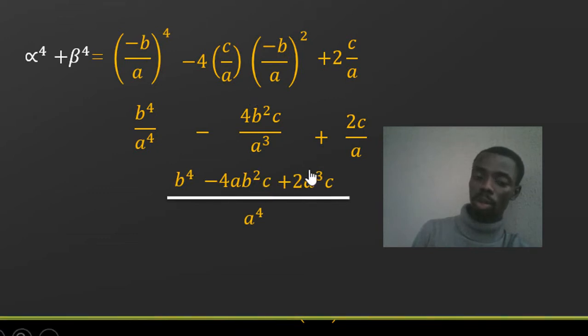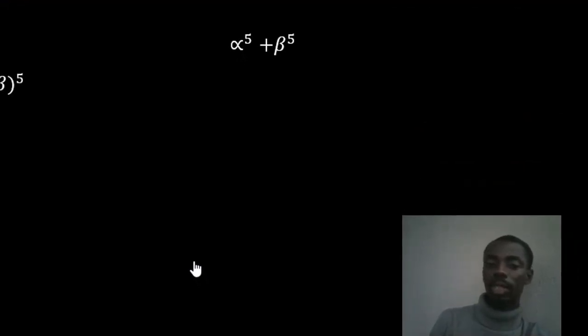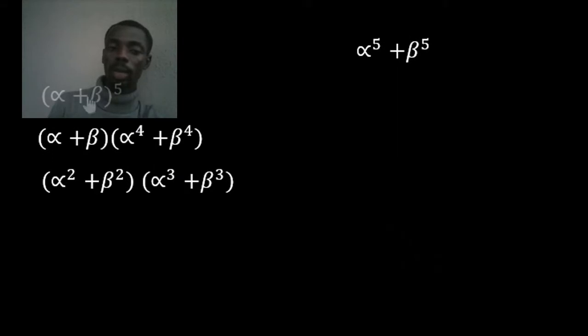So this is an attempt of making it a single fraction. Then you have this, that is if you want a single fraction. And that's my answer. So the last one is this question: alpha raised to the power of 5 plus beta raised to the power of 5. 3 different approaches. This binomial expansion.